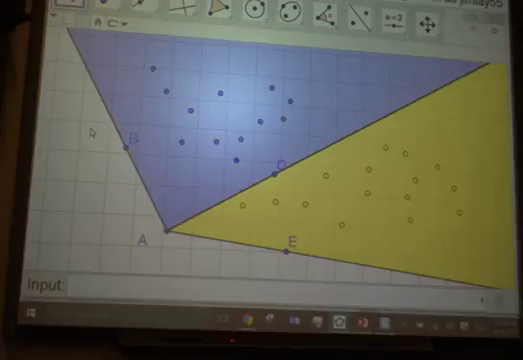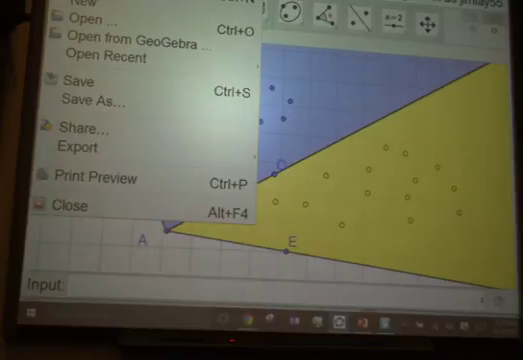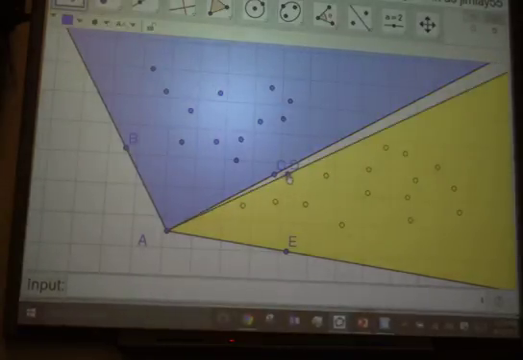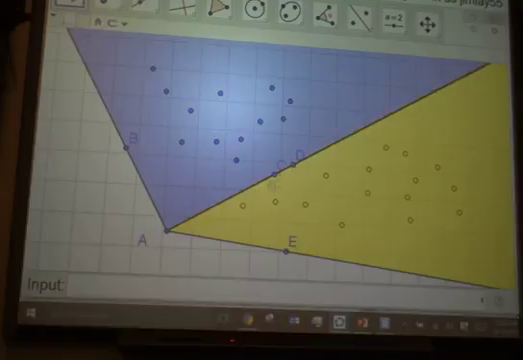Okay. They also share then the common ray AD, or AC, whatever you want to call this ray here in the middle. They share that. So we met all three criteria for those things to be adjacent.